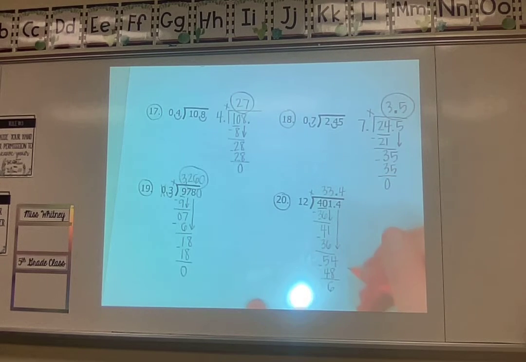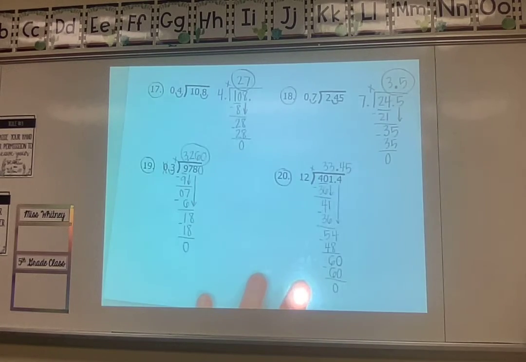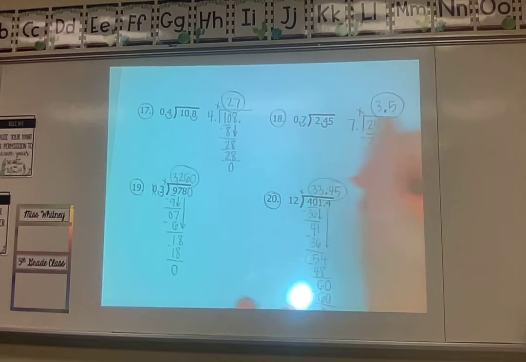I have nothing left to bring down, but I cannot have a remainder with a decimal. What do I do to keep going? I just add a 0 down here. Alrighty, 12 into 60 would be a 5. 12 times 5 is 60, so that gives me a 0. So 33.45 would be our answer.